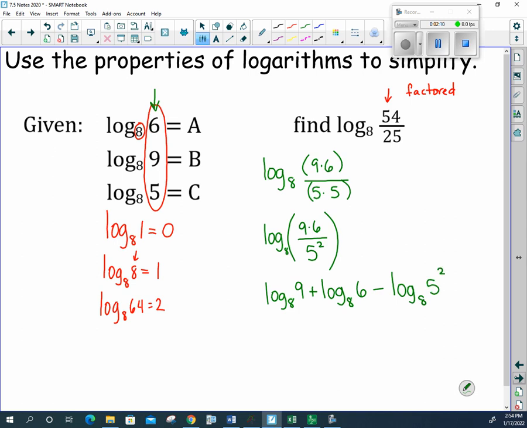Okay, log base 8 of 9 happens to be the letter B. Log base 8 of 6 happens to be the letter A. And then we're going to subtract 2 because I'm going to bring that exponent, this exponent right here, out in front. So that's going to be 2. Log base 8 of 5 is C. So there's our answer, B plus A minus 2C. Now you could write that in alphabetical order if you wanted, or you could have left it. Okay, so there's our answer.